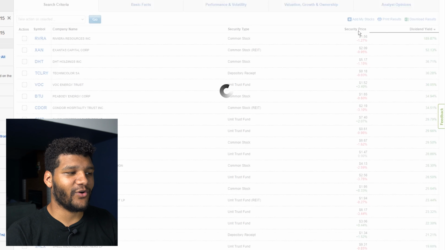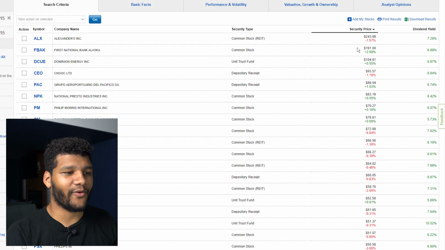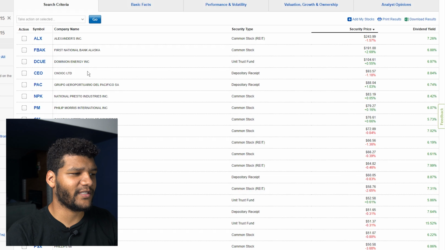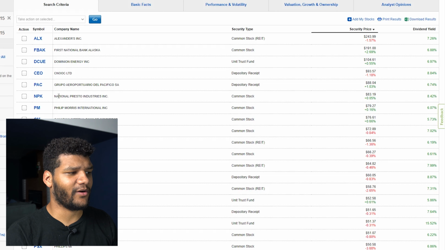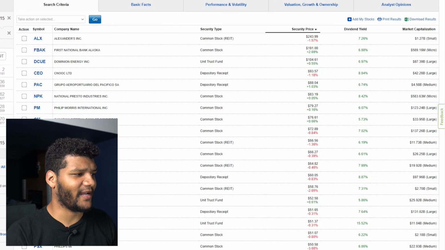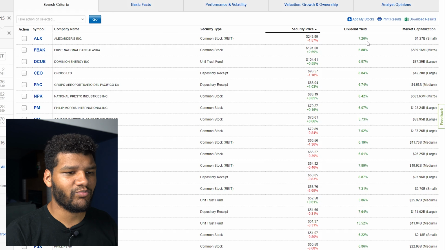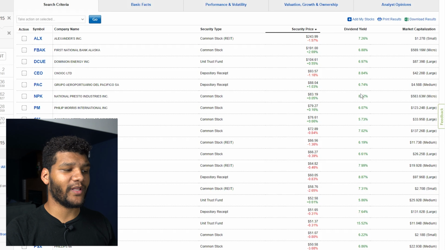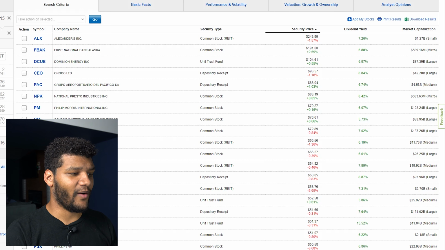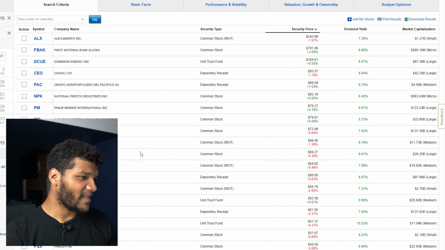But you can also do it by security price, and you can add other things in here. So I can look at things that are more blue chip stocks. I can look at things that are high cap stocks or mega cap stocks. And then I can basically say, what's the dividend yield? 7%, 6%, whatever it is. And then I'll start to really look into that stock. So say if I wanted to go into, I don't know, First National Bank.